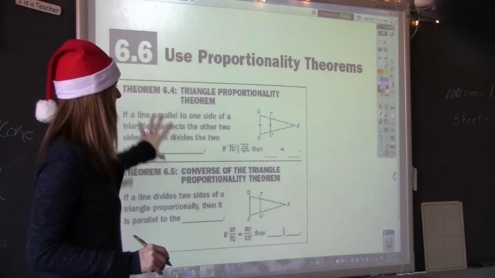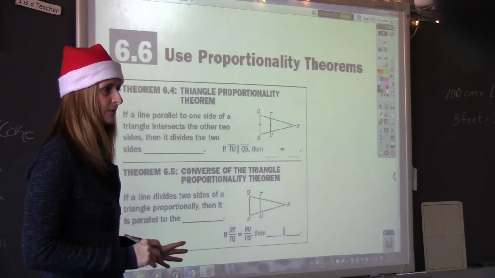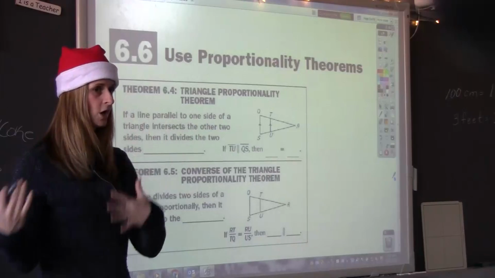First theorem. So we're going to learn a couple theorems and do a couple examples. Learn a couple more theorems, do a couple more examples, and then you're going to start your homework. You're going to need to use your notes for your homework tonight.